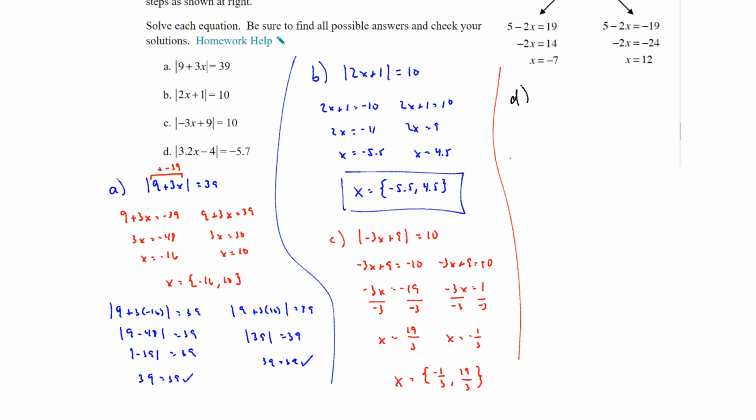And the last one, D, we have the absolute value of 3.2 times x minus 4 is equal to negative 5.7. So we need to recognize that, or be able to check our answers, because the absolute value cannot equal a negative number, so therefore this one is a no solution. We don't have to set up the two cases. Now if we happen to set up the two cases and solve, you're going to get two possible answers, but when you go to check them, they will not be true. So that one is a no solution.